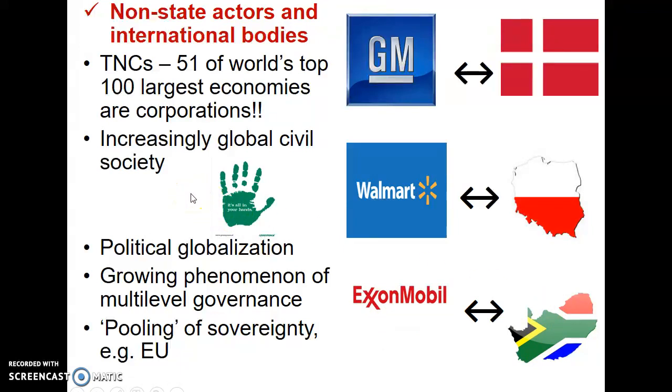Increasingly, there is a global civil society that is making headlines around the globe, especially those related to Greenpeace, suggesting that the world's problems are in your hands and you have the power to resolve them. There's also a kind of political globalization. Consider the Arab Spring and how the politics during the Arab Spring spread across the globe politically. There is a growing phenomenon of multi-level governance, regional governance, and even continental governance. We refer to the pooling of sovereignty, the best example of which would be the European Union.